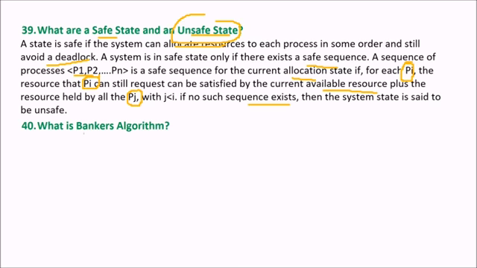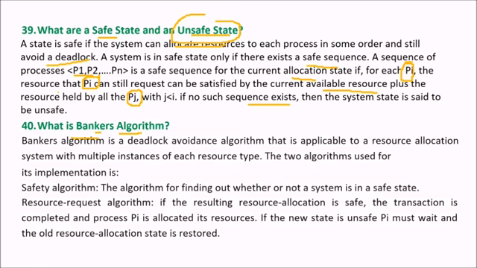What is Banker's algorithm? See, this is an algorithm in the general sense. The bank should have at least that amount of money so that it could satisfy all the customers. Banker's algorithm is a deadlock avoidance algorithm. Please understand, it is deadlock avoidance, not prevention. Prevention means withholding at least one condition of the four simultaneous conditions of the deadlock. But here, this is the deadlock avoidance algorithm that is applicable to a resource allocation system with multiple instances of each resource type. The two algorithms which we use are the safety algorithm and the resource request algorithm.